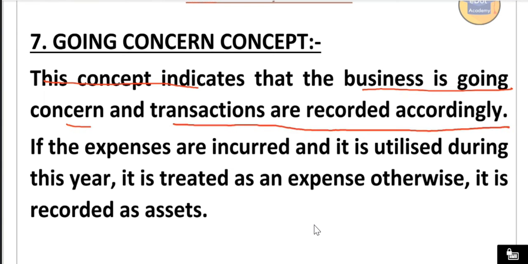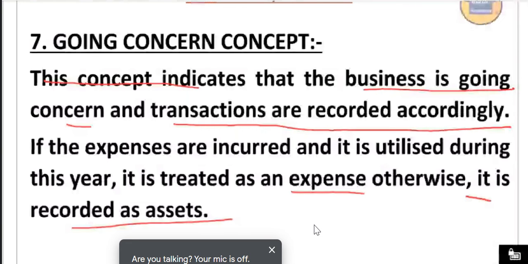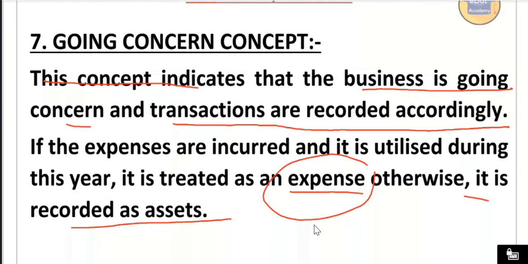If the expenses are incurred and utilized during this year, it is treated as expense. Otherwise, it is an asset. We'll do this problem in the future, that means what is called expenses and what is called assets. We'll do assets and expenses separately.